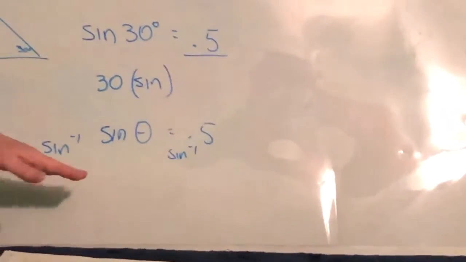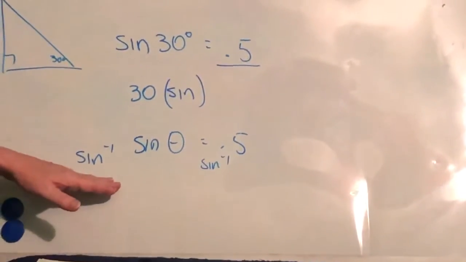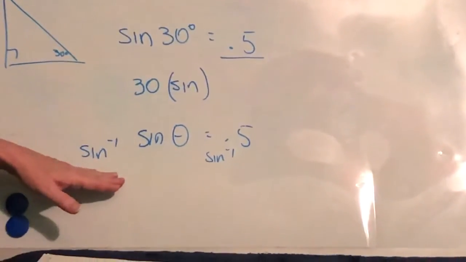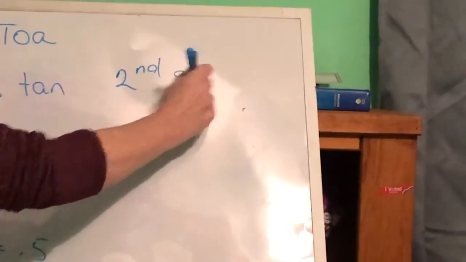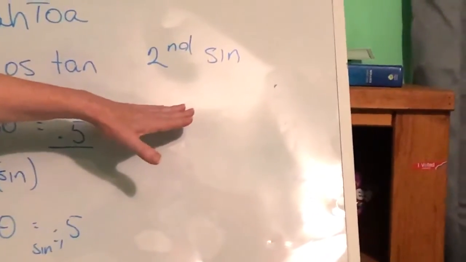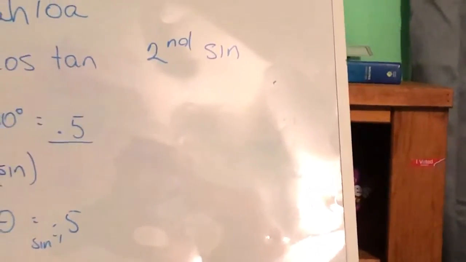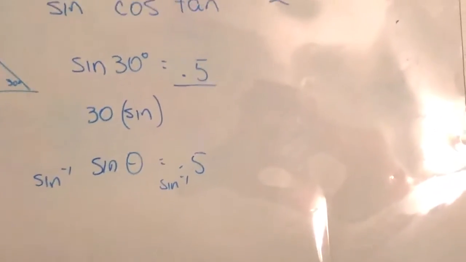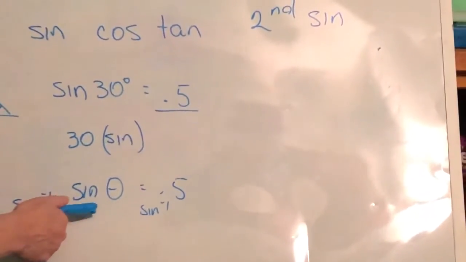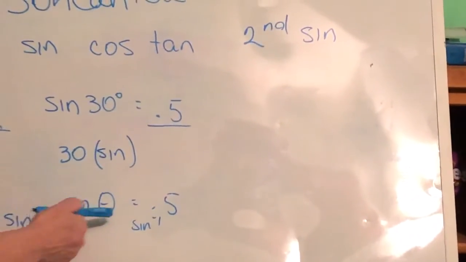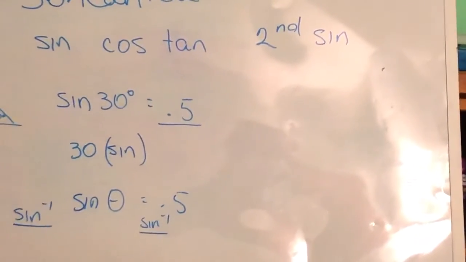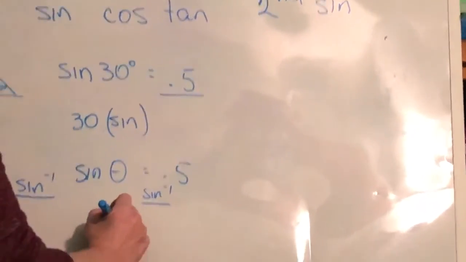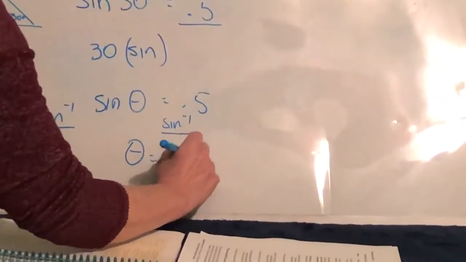Now this is explained in your notes. The arc sine, or the inverse sine, is what we call it. In your calculator, you get that by pushing the second button and then the sine button. But we do not call it second sine. Don't ever refer to it as second sine. It is arc sine or it is inverse sine. So in this particular case, in order to find out what angle has a sine of 0.5, I'm going to take the inverse sine of each side, which will give me theta is equal to the arc sine or the inverse sine of 0.5.